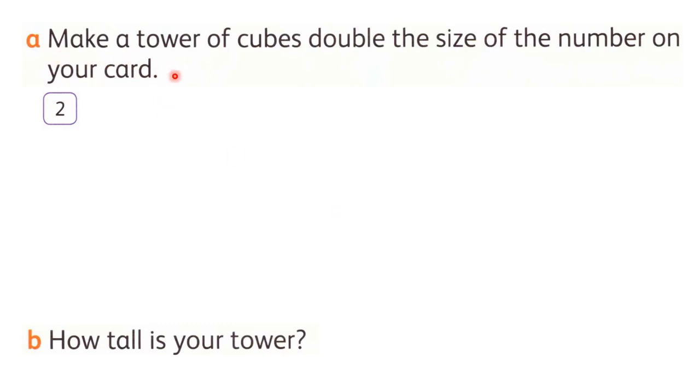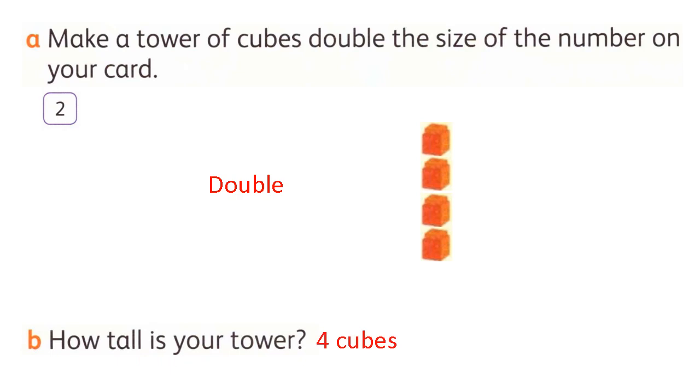Make a tower of cubes, double the size of the number on your card. We did number 1 in the previous example. Let's take a look at 2. 2 cubes is like this. Now we double 2. Double 2 is 4. Our tower is 4 cubes tall.